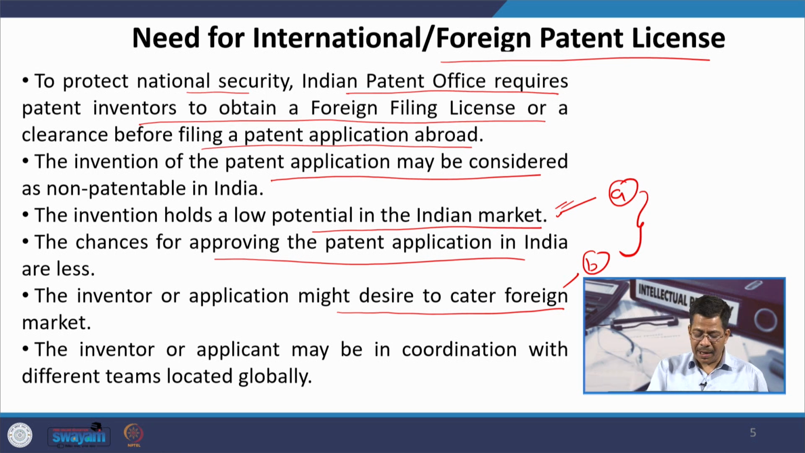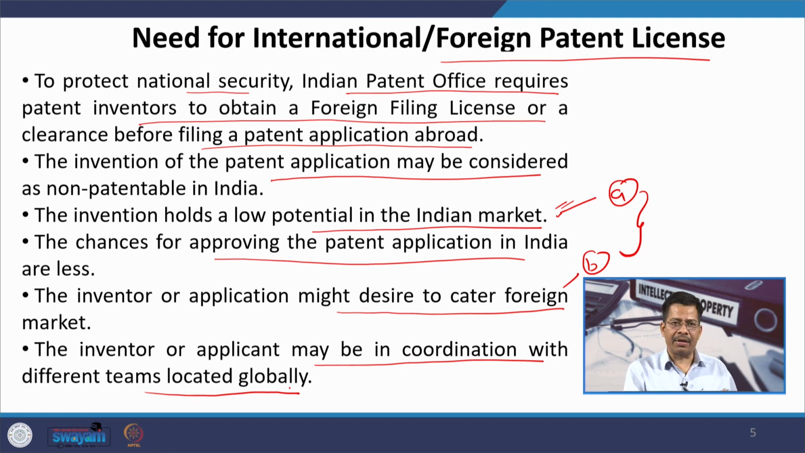The inventor or applicant may be in coordination with different teams located globally. As I just said a few minutes back, I may have collaborators available in different parts of the world. I will not take the name of the company, but it is a US company, with its parent office in the US, and that company gave a grant to a team of researchers in my campus at IIT Roorkee, and we developed some solutions for them.